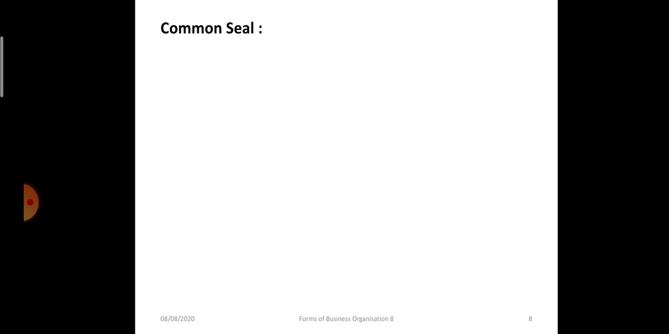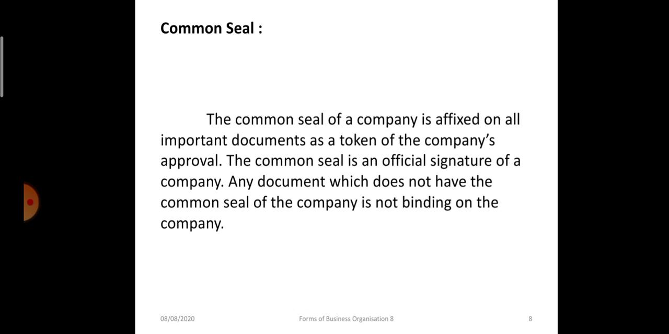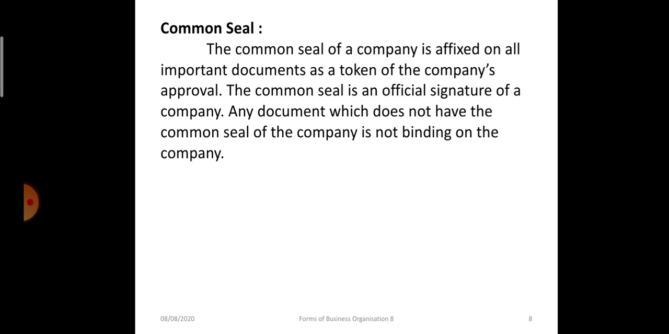Common seal. As discussed, a company is an artificial person, it cannot sign itself, so its directors or representatives sign on its behalf, and the seal is used on behalf of the company. On the documents, the common seal is used, and it is considered the official signature of the company. If there is no seal, that means the company has not signed, so the agreements will not be enforced on the company.